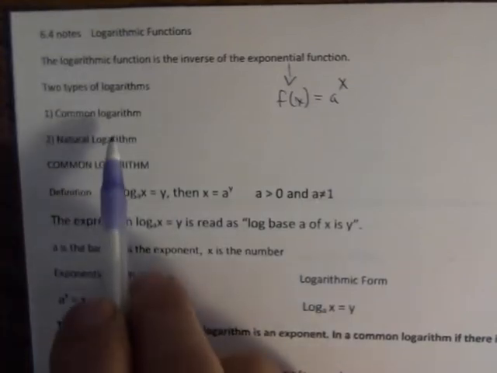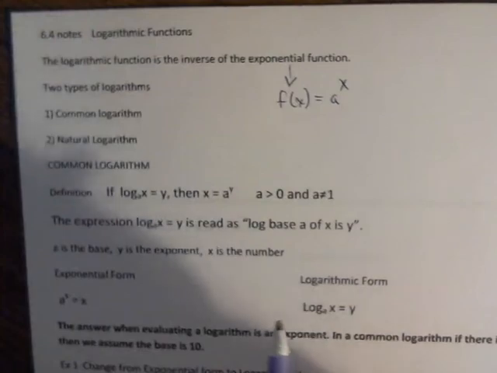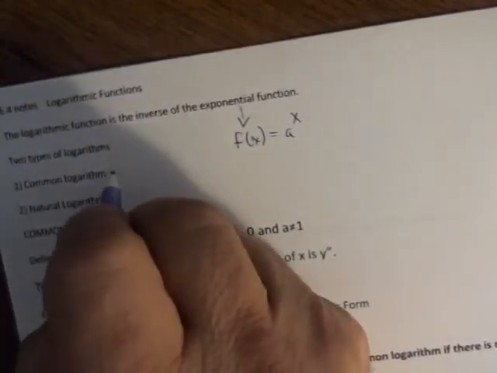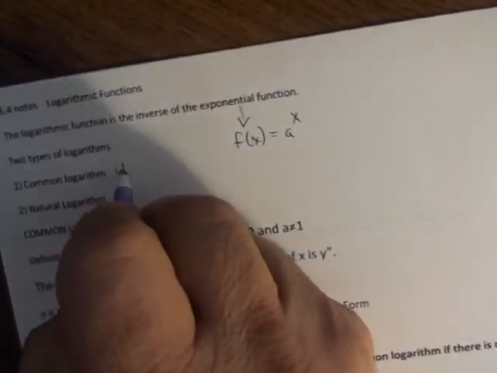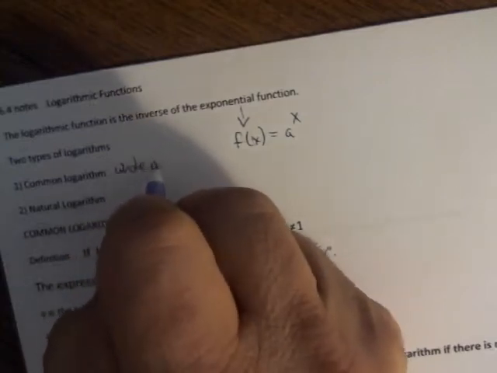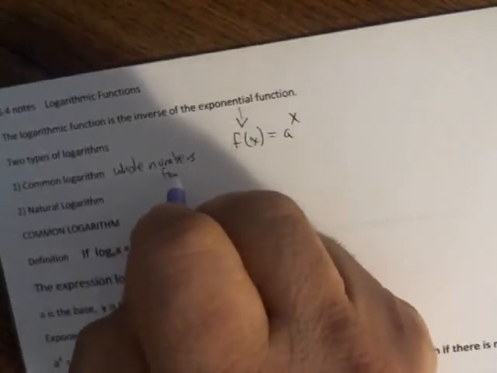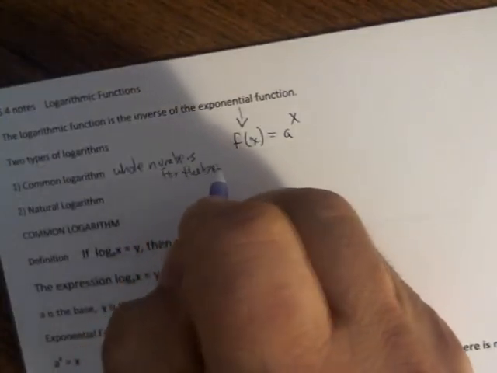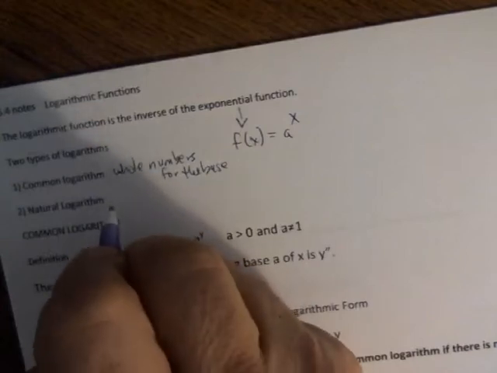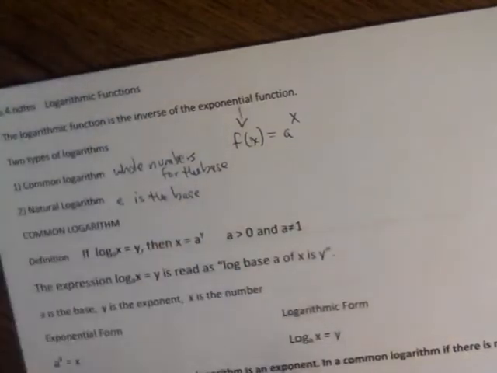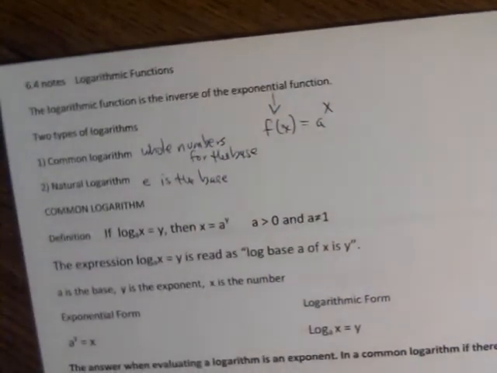All right, so we have two types of logarithms we're going to be looking at. The common logarithm and the natural logarithm. Now, the difference is the base, okay? So when we look at the common logarithm, it's whole numbers for the base, and when we look at the natural logarithm, e is the base, okay? The only difference on your calculator, you've got buttons.